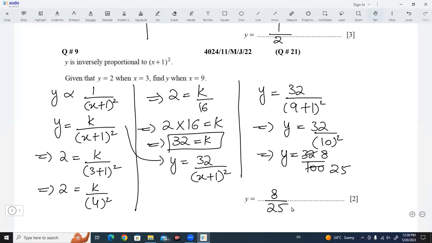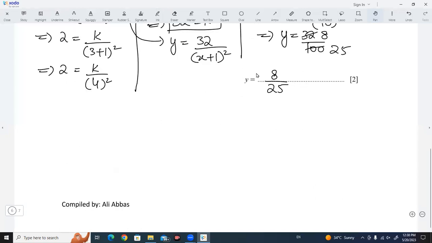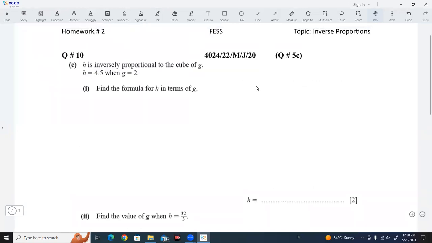So I'm quickly moving ahead to question number 10. What's being asked here? It's basically a paper 2 question. So h is inversely proportional to the cube of g. So it means that h is proportional to 1 over the cube, where cube means g raised to the power of 3. Remember this thing. If you forget, you will do it wrong.